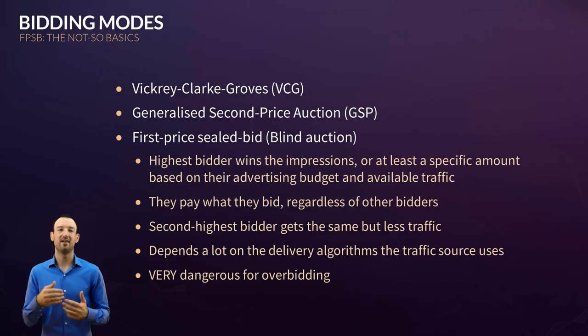So most people have stories of someone who accidentally puts a zero in and bids $30 CPM instead of $3. They get a huge burst of traffic. They actually meant to bid $3. The traffic source honors that bid, and they end up spending several $1,000s in under an hour because of that system. So if you're working on a platform which uses first price sealed bid or a blind auction, for God's sakes, be aware of that and be very, very careful that you don't accidentally overbid and burn through budgets.